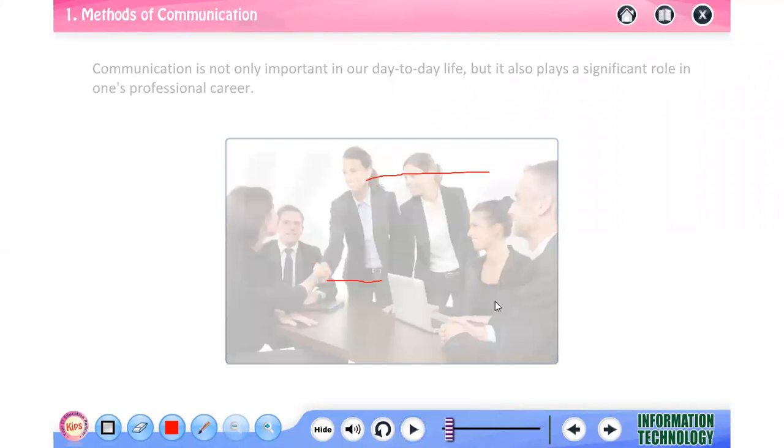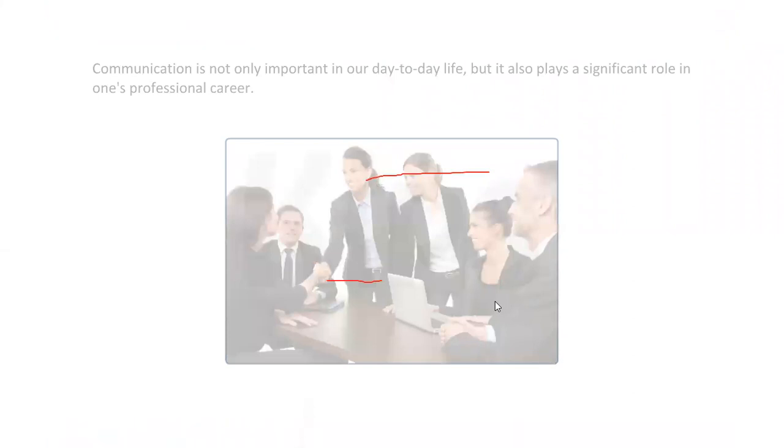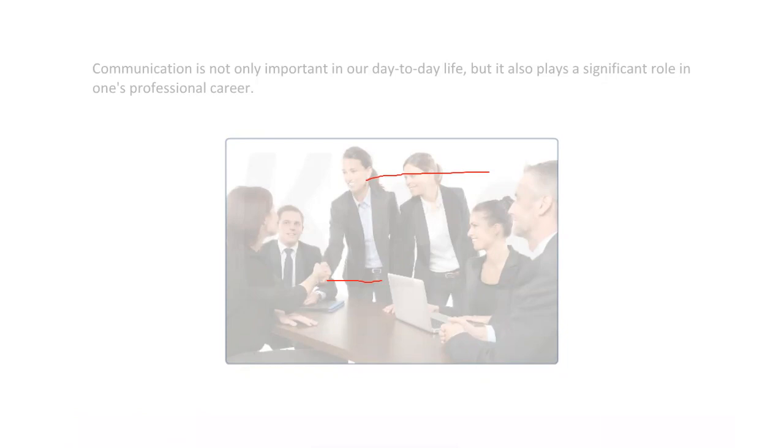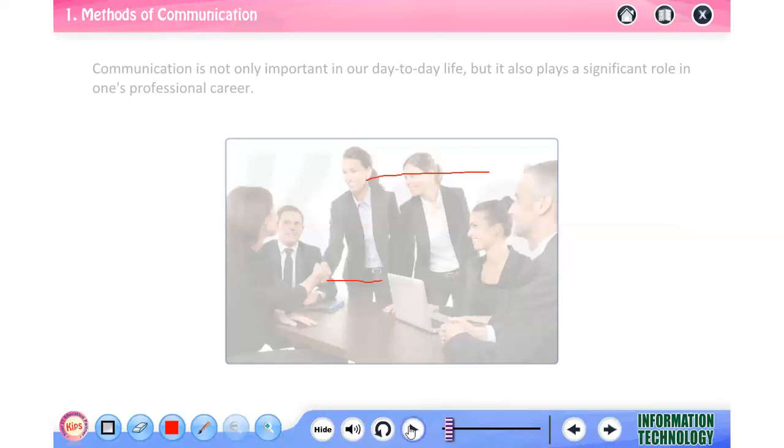It has been said that communication is a process which involves sharing of information, opinions, ideas, and beliefs between two or more persons through a continuous activity of speaking, listening, and understanding. When you communicate with each other, there is an exchange of speaking and listening: one person speaks and the other listens. It's also said that communication is not only important in our day-to-day life, but also plays a significant role in our professional career. That's absolutely true. Let's continue.